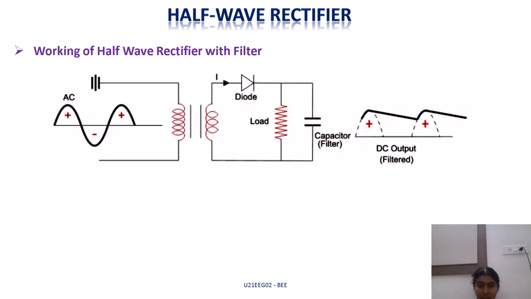During the negative half cycle, the diode gets reverse biased. At that time, the capacitor discharges the voltage to the source side. Therefore, we get the output like this. So this is the output of the half-wave rectifier with the filter circuit with capacitive filter.